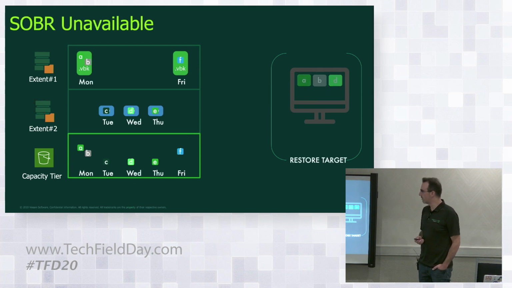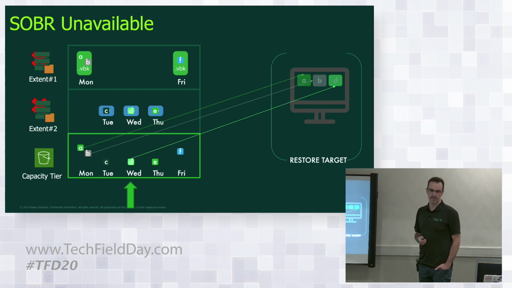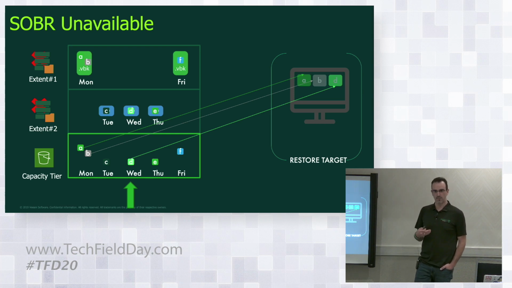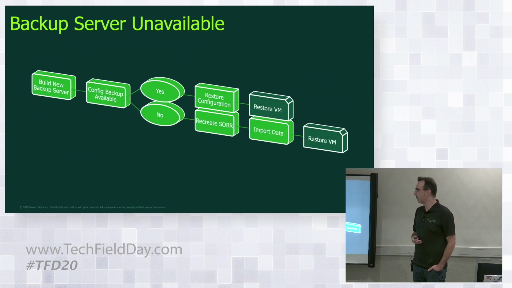If we've lost a whole SOBR, and we want to get block D, it's pretty straightforward as to what's going to happen. We're going to pull everything from the capacity tier itself. Okay, again, something that's really cool, very much self-healing, and giving you guys an option to actually do disaster recovery. And this is where it comes into play when you actually lose a whole backup server.